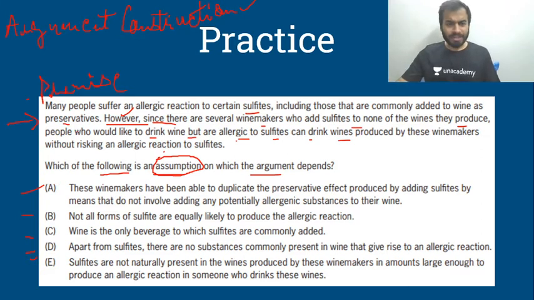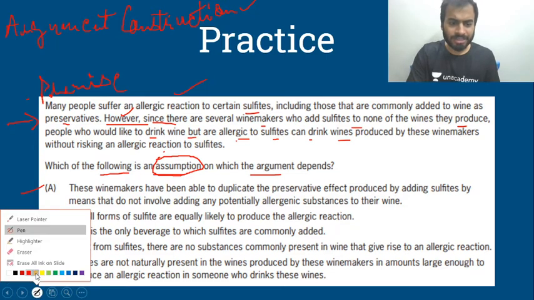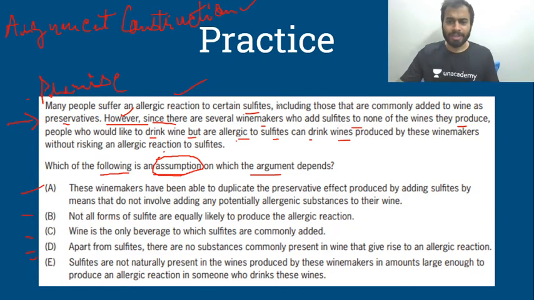Right? So let's understand the conclusion first. What is the passage telling you? The passage is telling you that many people have an allergic reaction because of sulfites. Number one, sulfites cause allergic reactions to a lot of people, and sulfites are commonly added to wine as preservatives. So drinking wine causes allergic reactions in many people, which is the premise. Then there is a however: many winemakers do not add sulfites to their wines, right?